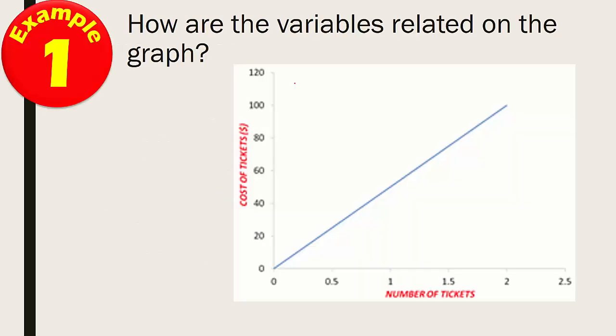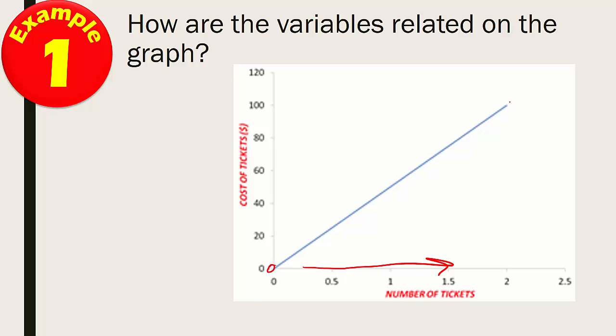Okay, example number one. How are the variables related on the graph? Well, all you have to do here is say, okay, as x increases, so as the number of tickets increase, this is always, whatever's on the bottom will always be increasing. It's your y value that could either be increasing or decreasing. So as this goes up, where are we starting and where do we finish?